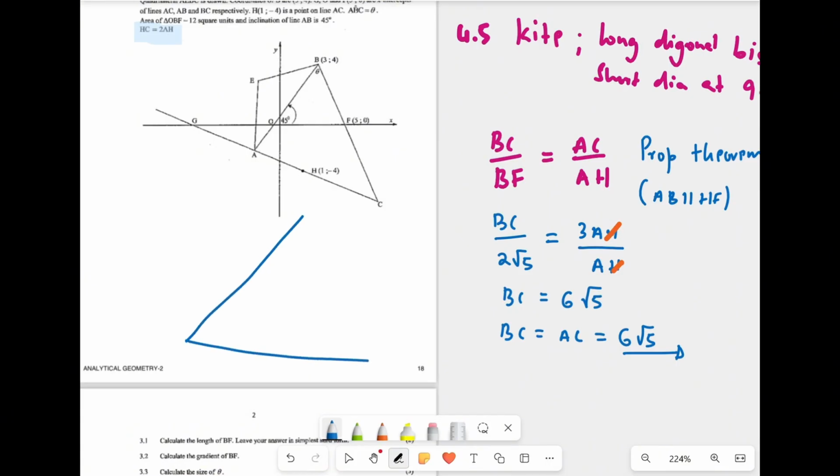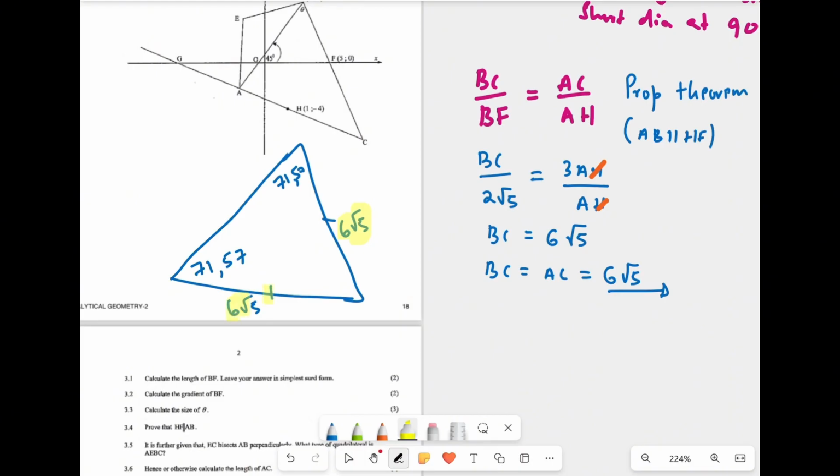So for triangle ABC, triangle ABC is an isosceles triangle. We did get our angle theta. We said our angle theta was 71,57 if I'm not mistaken. So we calculated the length of this side as 6 root 5. Even this one is 6 root 5. So since this is an isosceles triangle, even this angle here will be 71,57.